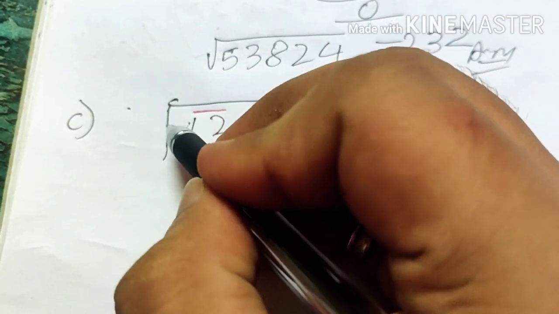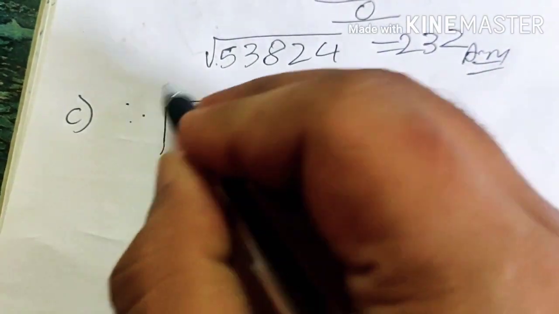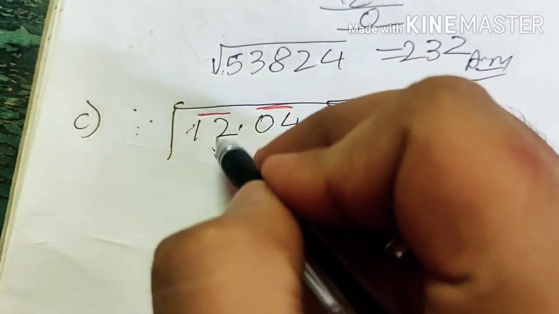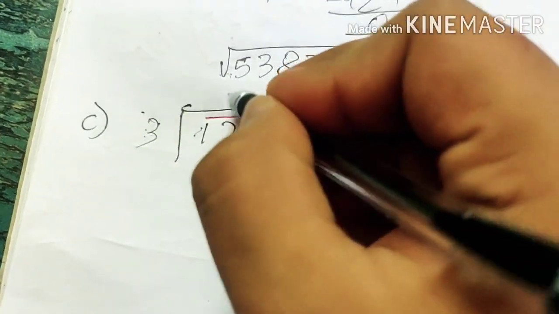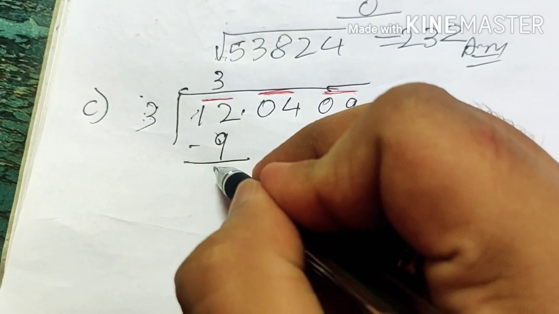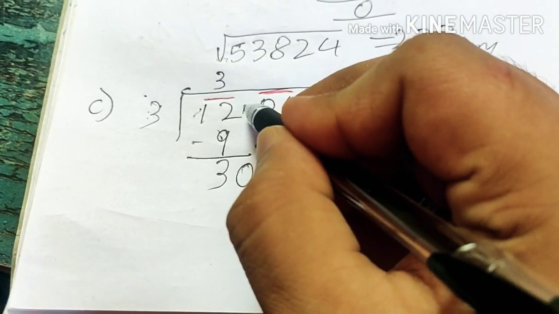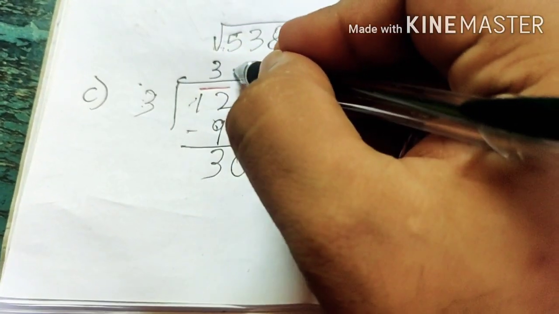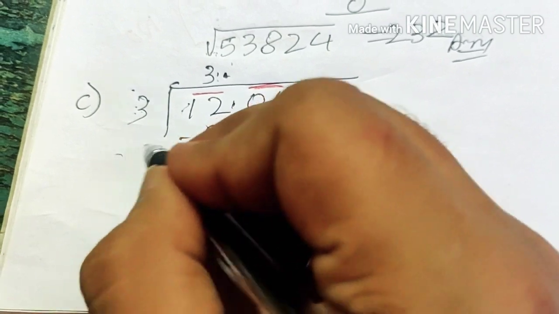Again we find the squares: 1 ones are 1, 2 twos are 4, 3 threes are 9, 4 fours are 16. 16 is greater than 12, so we will take 3 threes are 9. We will get 3 as the remainder. We will take down the 04, and here is the decimal. After the decimal we have taken these digits, so we will insert a decimal here. Doubling this number means 3 twos are 6.